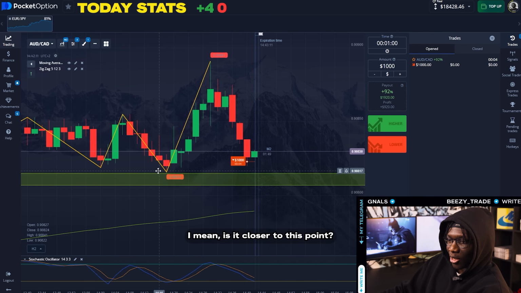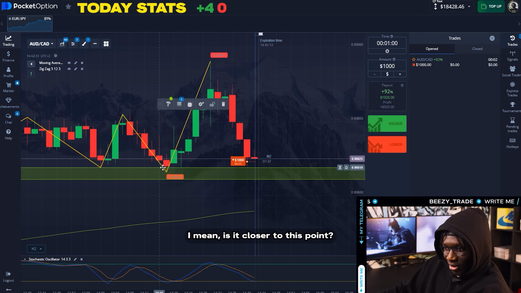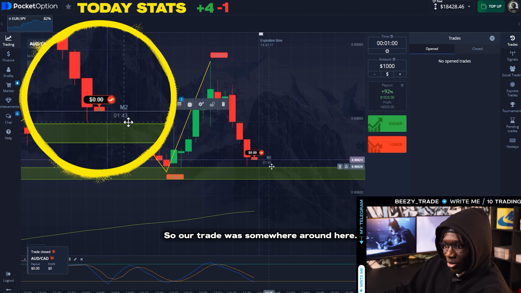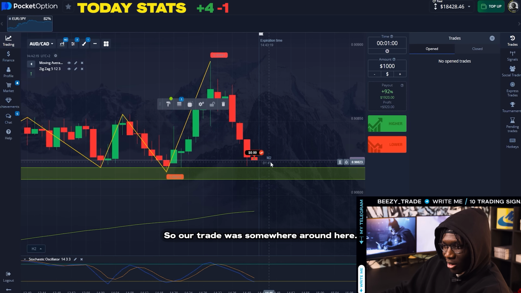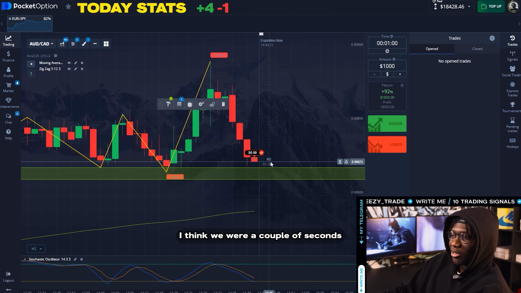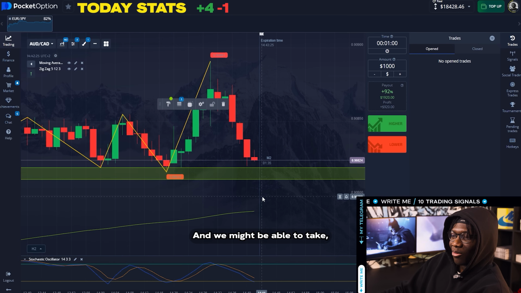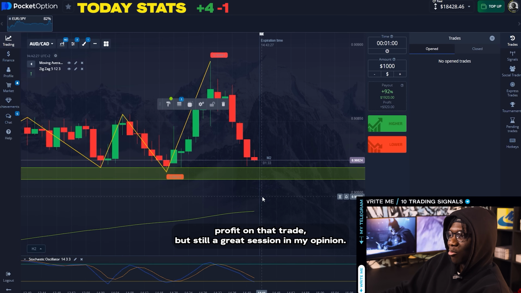I mean, is it closer to this point? No, it's not. 2 seconds left. Come on. So our trade was somewhere around here. I think we were just a couple of seconds away, and we might be able to take a profit on that trade.